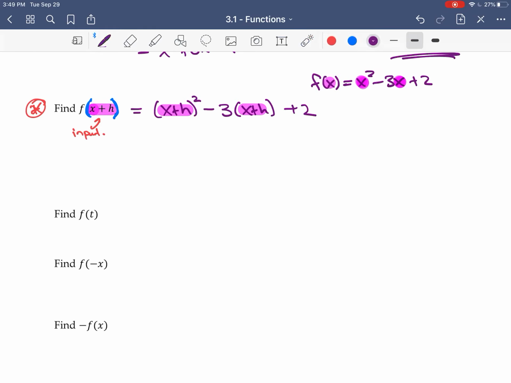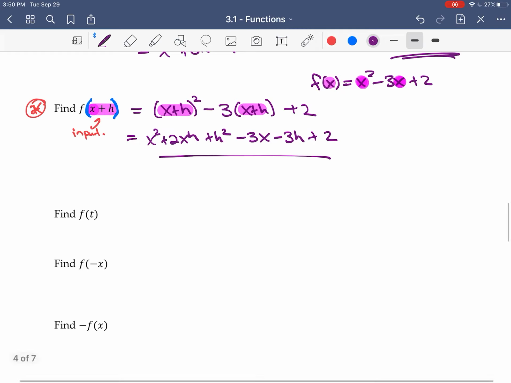And now we just have to simplify. So if I expand, this is going to be x squared plus 2xh plus h squared. And then I have to bring the minus 3 through, so it's going to be minus 3x minus 3h plus 2. And I actually don't have any common factors or like terms. So we could just leave it like that. Okay, so that's f of x plus h. Okay, similarly, f of t, all we have to do is plug in t. So instead of x, I'm going to have t. So this is going to be t squared minus 3t plus 2.